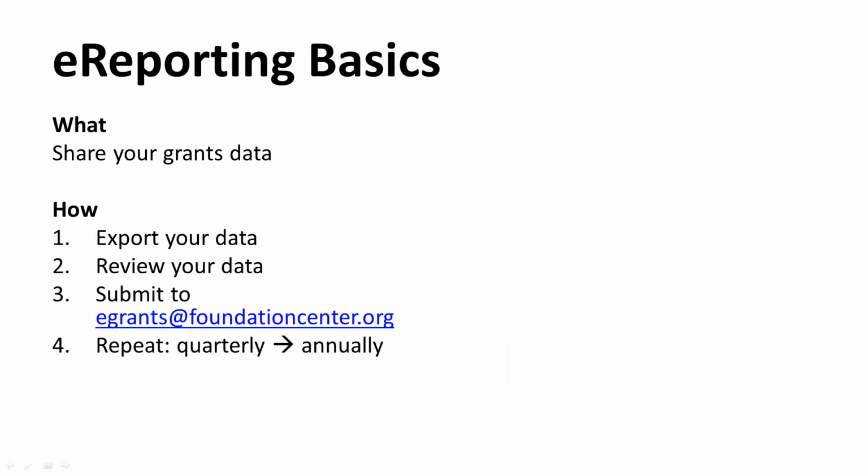So what is e-reporting? So basically, e-reporting is just a way for you to share your grants data with the Foundation Center directly, typically by sending us a spreadsheet with your grants data. And this program exists for two reasons. One, to improve the timeliness of the data that we have about Foundation's grant making, and two, to improve the quality of the data that we have.